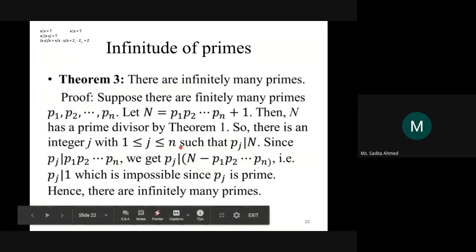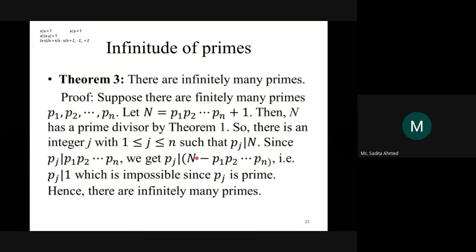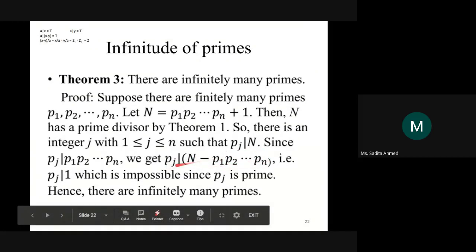It can divide n separately, and it can divide the product of these primes separately, so it should be able to divide the difference of these two as well, right? That is, if you divide n by pj, you get an integer as the result. Here as well you get an integer. The difference of the two integers will also give you an integer, so pj should be able to divide this difference, right?